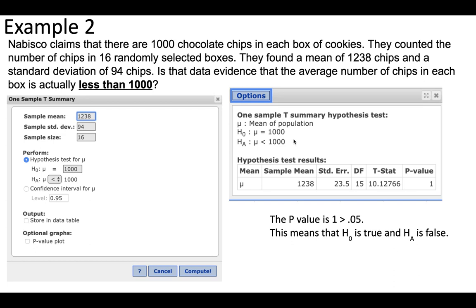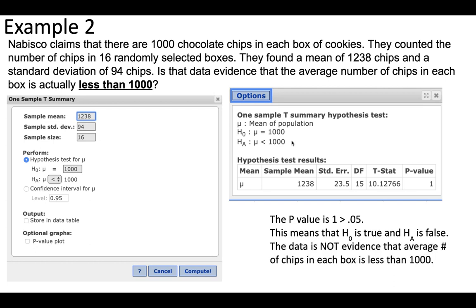So to answer the question, is this evidence that the average number of chips is less than 1,000? The answer would be no, because we proved that this is false. So the data is not evidence that the average number of chips in each box is less than 1,000.